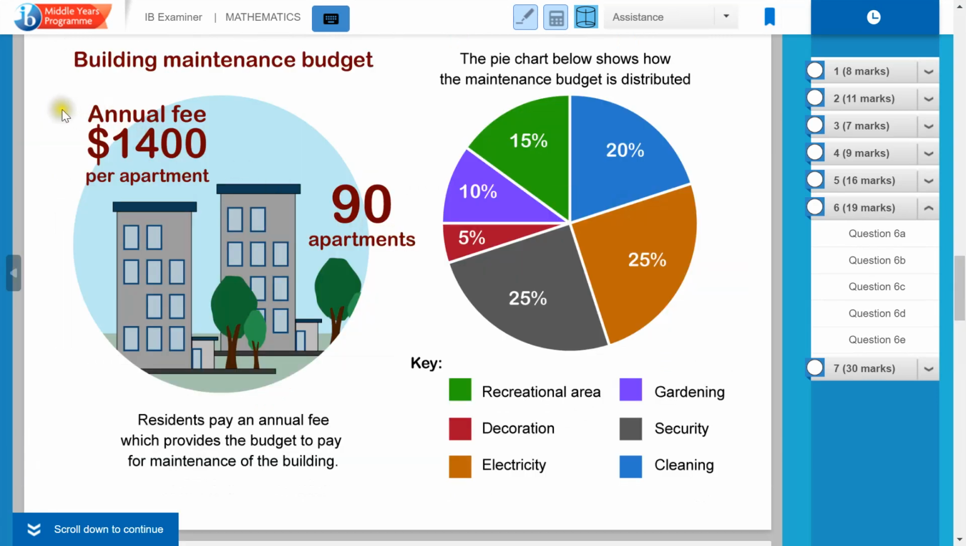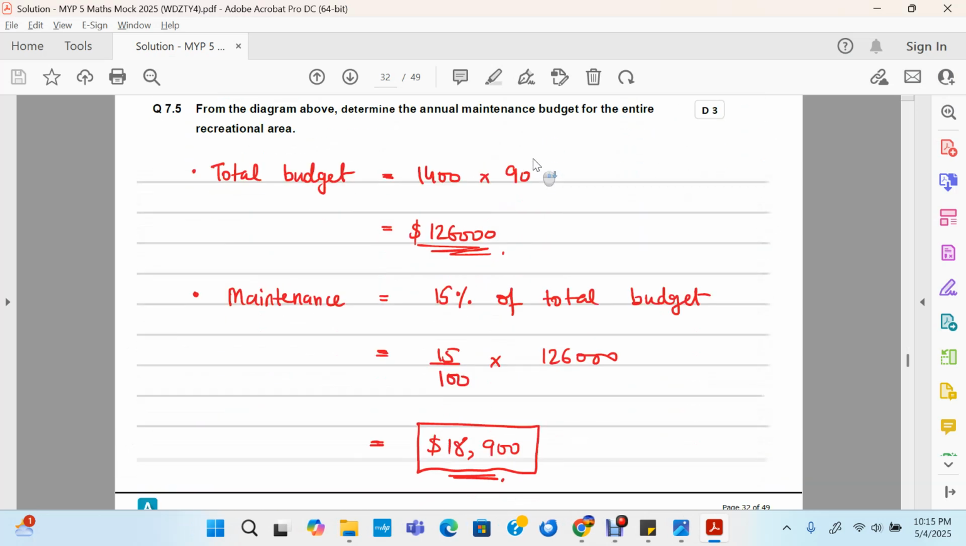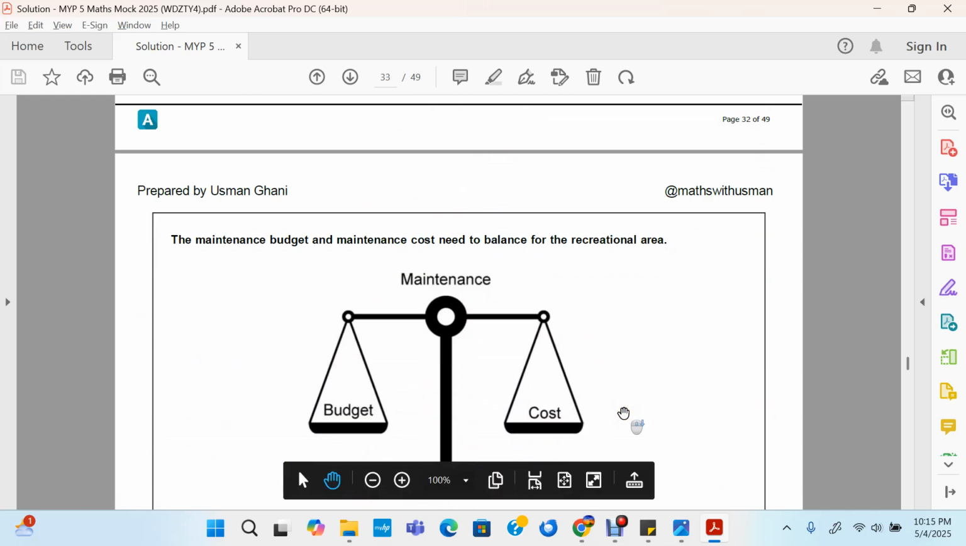So first find the total by multiplying 1400 multiplied by 90, and then find the 15% of it. It's really simple. Okay, so total budget is 1400 multiplied by 90. 15% of it is on the recreational area. Find 15% of it. That's your answer.